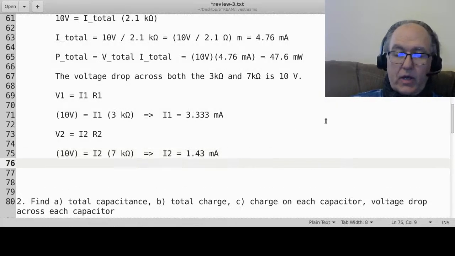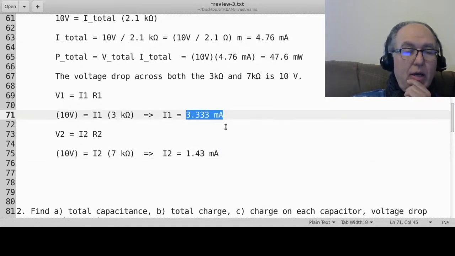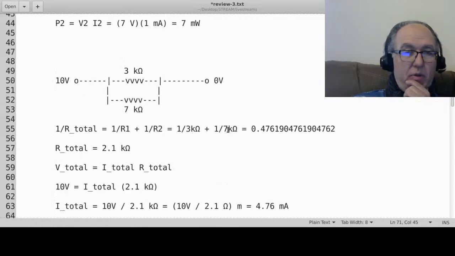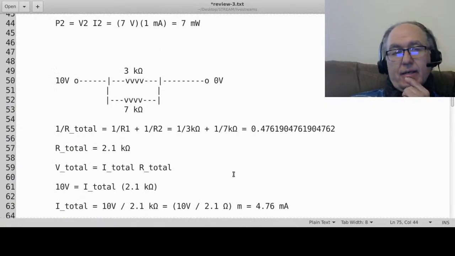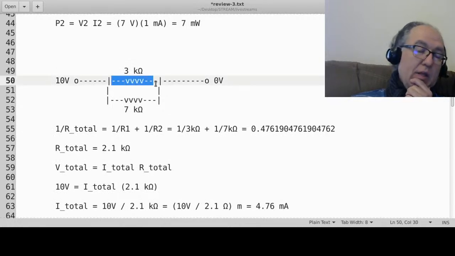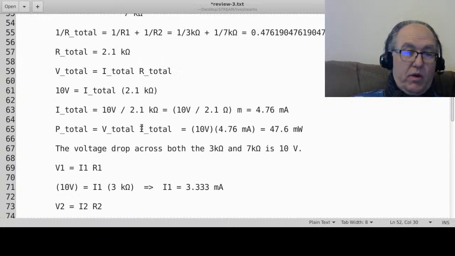Okay, great. So let's take a look at what I'm saying here. The current through the 3 kilo ohm resistor is 3.333 milliamps. So through there we get the 3.33 milliamps, and through the 7 kilo ohm resistor it's going to only be 1.43. Does that make sense? Yeah, because the smaller the resistor, the more current is going to go through there. So you're going to get the 3.33 there and the 1.42 through there.